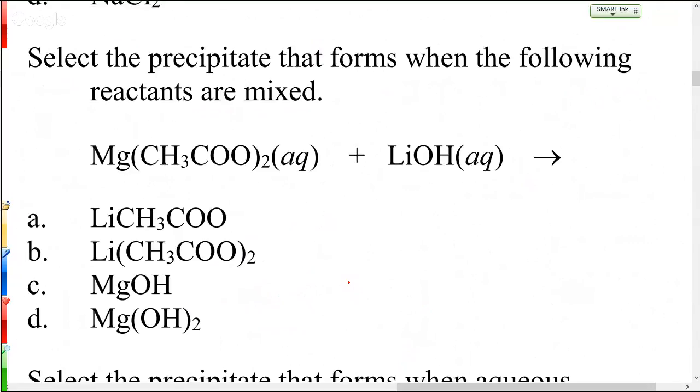So select the precipitate that forms when the following reagents are mixed. What do you think? So first of all, what's going to happen in this reaction? Double displacement. It's a double displacement, so we're going to switch ion partners. Magnesium is going to go with hydroxide, and lithium is going to go with acetate. Yeah. Close, yeah, acetate. So assuming that one of those is indeed a precipitate, which is likely to be insoluble? Lithium acetate or magnesium hydroxide?